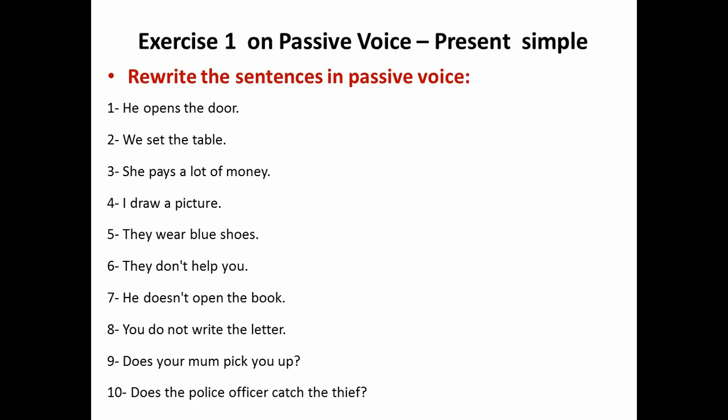Number 7. He doesn't open the book. Excellent. The book is not opened. So now you know how to make a passive sentence in a negative form. Verb to be plus not.